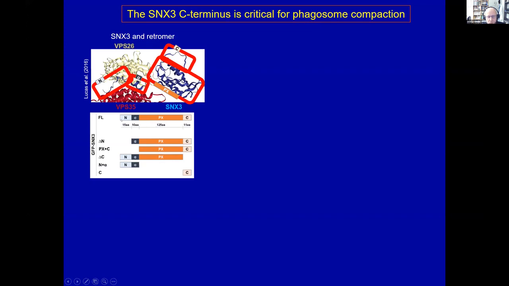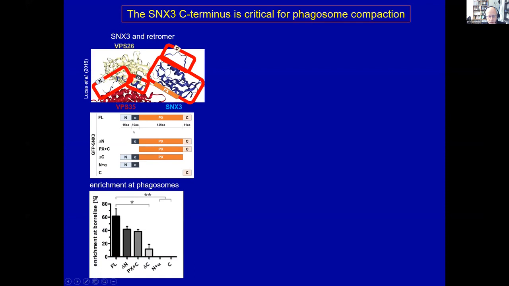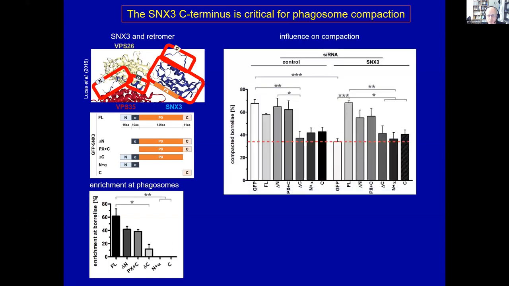And Matthias then decided to make truncation mutants, siRNA insensitive truncation mutants that cover all the possible variations of the PX domain, the C-terminal extension, and the N-terminus being present here. And to cut a long story short, what he found is that the N-terminus is to a certain degree important, but not really totally significant. However, if you cut off this tiny C-terminal region, which is actually just 11 amino acids, the SNCS3 is no longer able to localize to the Borrelia-containing phagosomes.